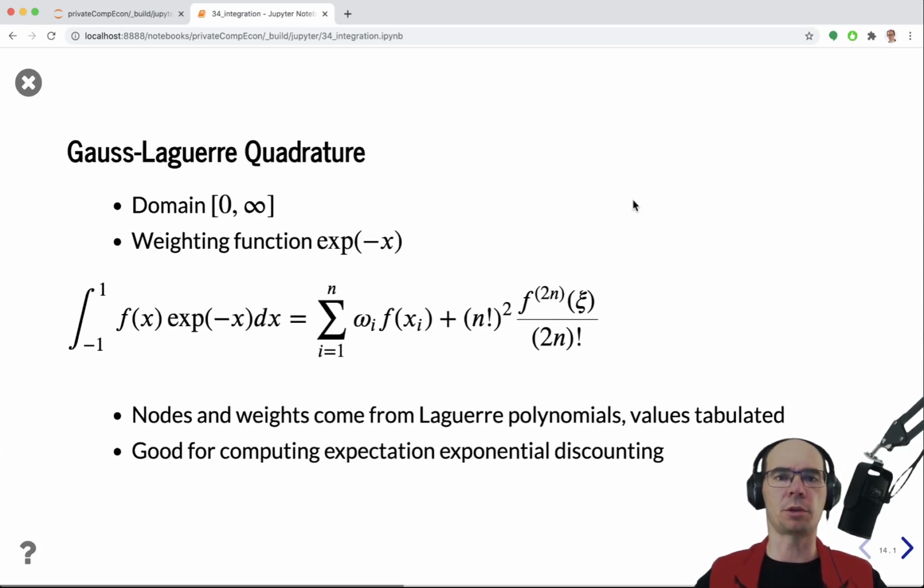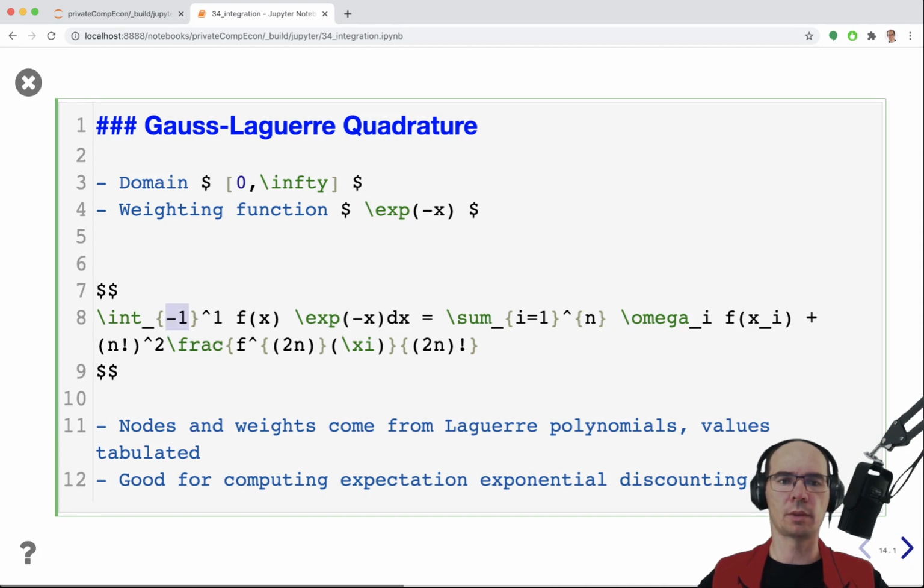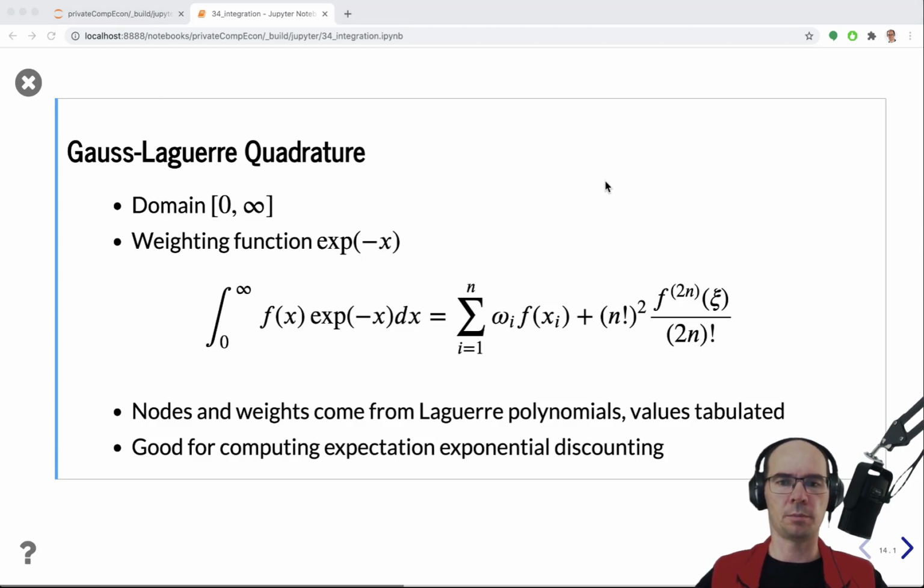In Gauss-Laguerre quadrature, the domain is from 0 to plus infinity. And again, I have a typo. From 0 to plus infinity. The weighting function is the exponent of minus x. The weights and the quadrature points are again tabulated. So, let's think about the distribution that resembles this exponent of minus x, and that's an exponential discounting, right? That might be useful with this weighting function.